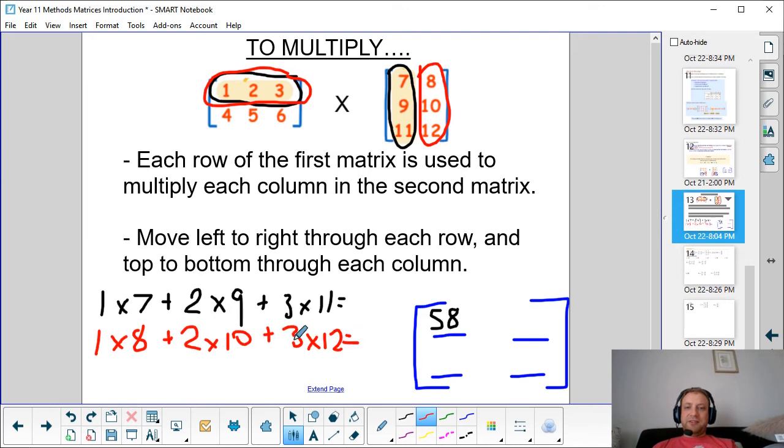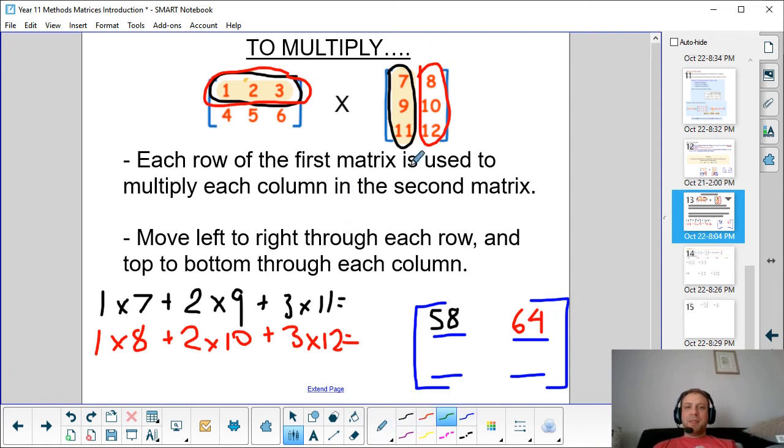And these 3 things multiplied and added will give me my next answer. Okay, so this is 8, 20, and 36. So that's going to be 64. And then the question is, where do I put it? Because I'm using the top row and the second column, my answer should go in the top row and in the second column. Okay, just use the location of the things you're multiplying to put your answer in the right spot.